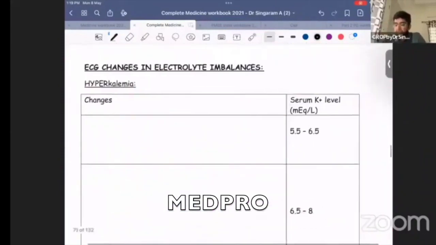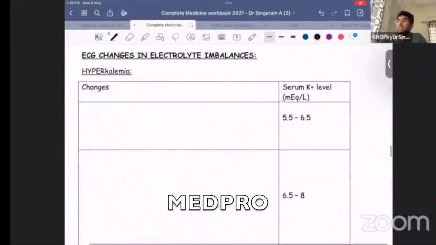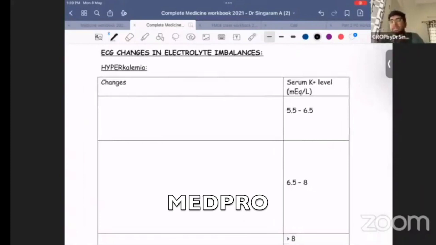Finally, coming on to the last ECG pattern, which you have to know for your exam, it is something related to electrolyte imbalances. Any comments? One will be related to hyperkalemia. Basically, I'm going to tell you about hyperkalemia, hypokalemia, hypercalcemia, and hypocalcemia.